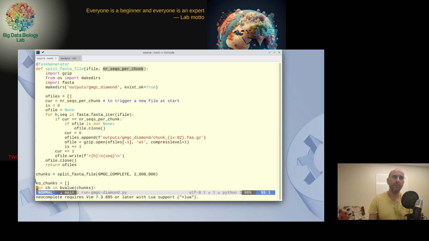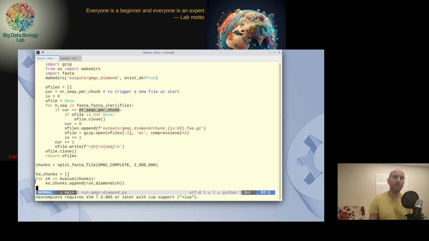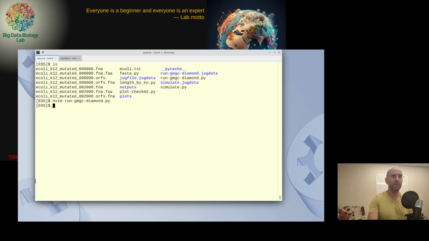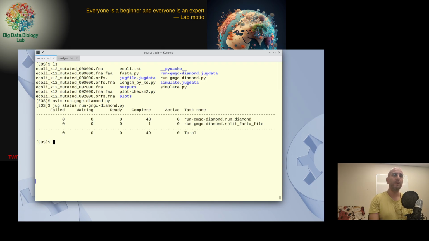Basically we're going to be iterating, counting the number of sequences that we have, and whenever we reach this number of sequences per chunk, we start a new chunk. So we split up the GMGC into chunks of 2 million genes, and then once we have each chunk, we run diamond on it. This ran over the last few days. Now you can see it split into 48 chunks.